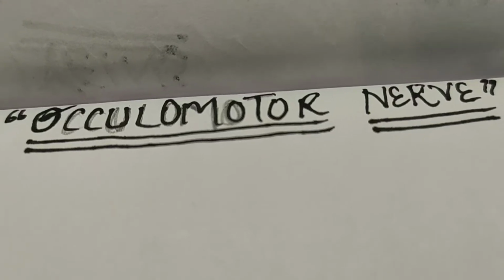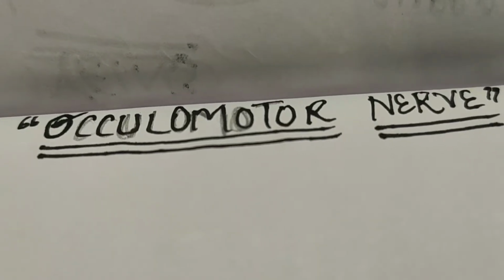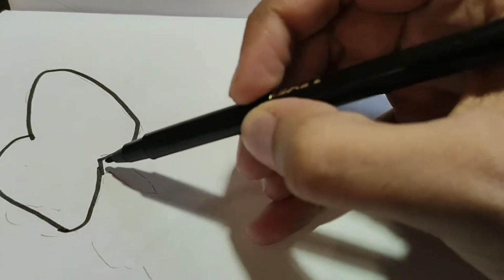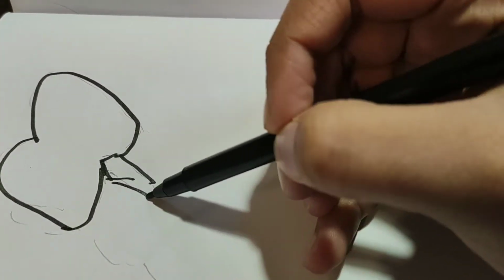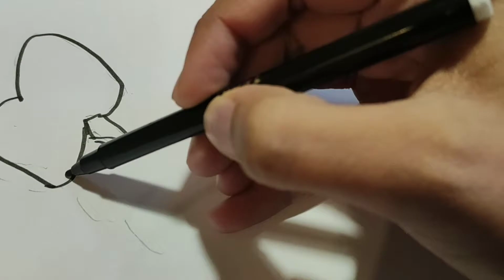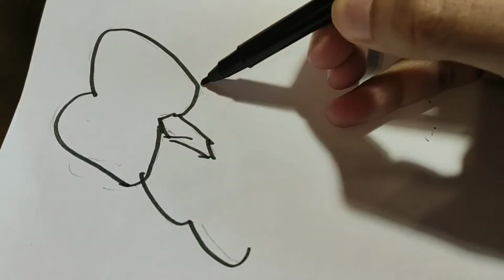Hello, today we'll talk about the oculomotor nerve, that is the third cranial nerve. It starts from the upper part of the mesencephalon, that is the midbrain. Okay, so this is it.